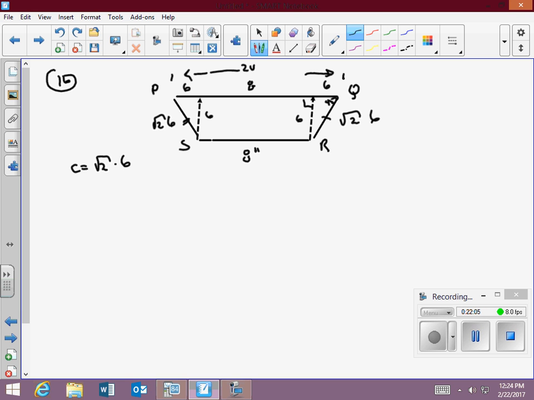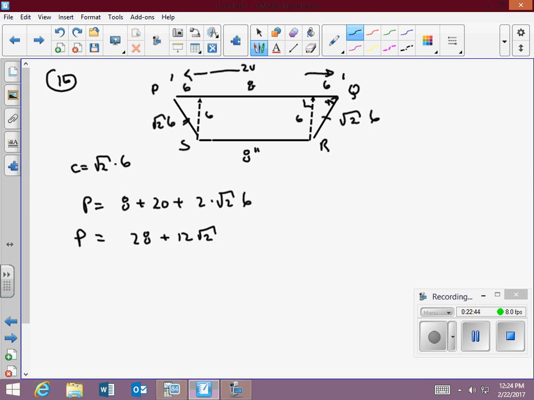So the perimeter is 8 plus 20 plus 2 times the square root of 2 times 6. So that's going to be 28 plus 12 square root of 2. So that should be the perimeter. And then you can calculate that out, rounding it off if you want.